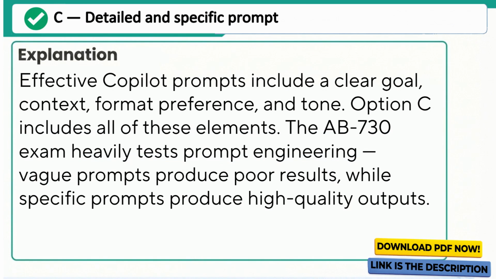Detailed and specific prompt. Explanation: Effective Copilot prompts include a clear goal, context, format preference, and tone. Option C includes all of these elements. The AB-730 exam heavily tests prompt engineering. Vague prompts produce poor results, while specific prompts produce high-quality outputs.